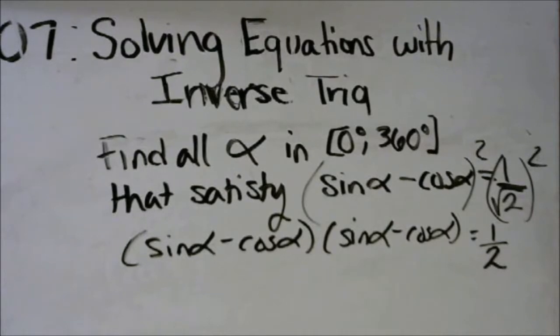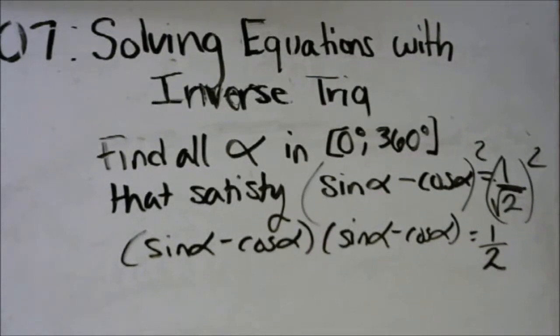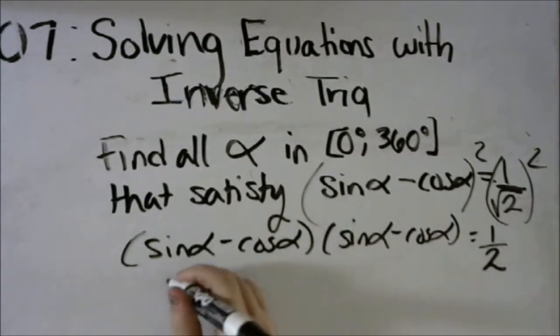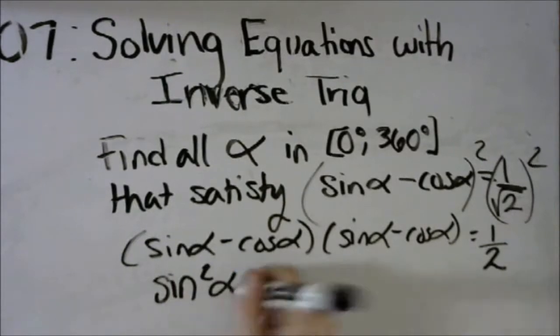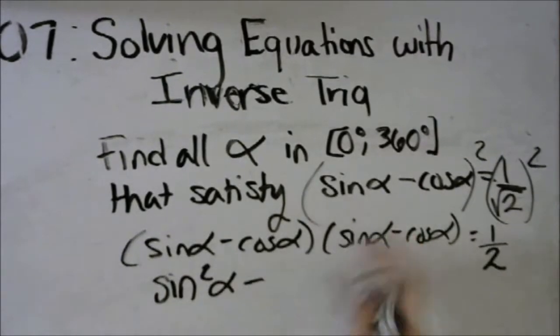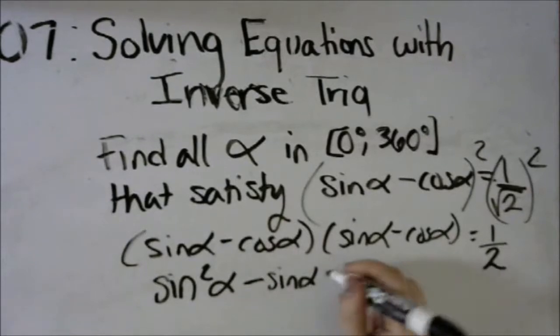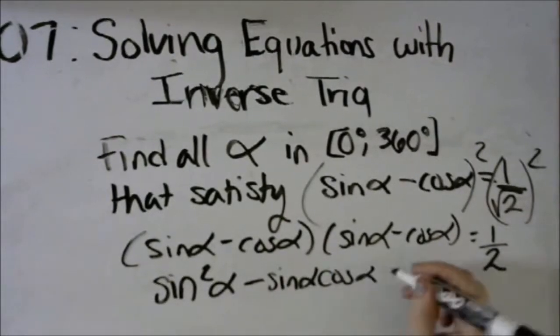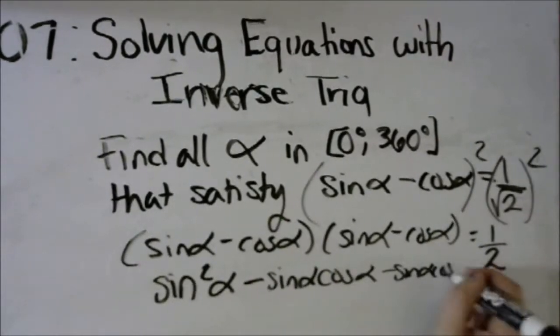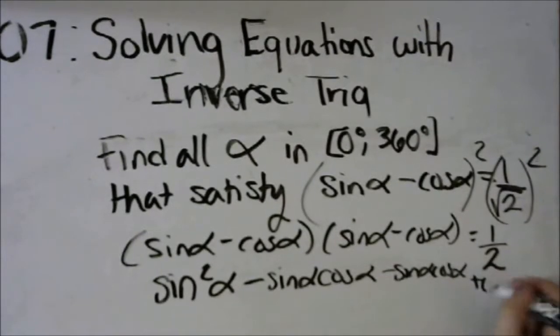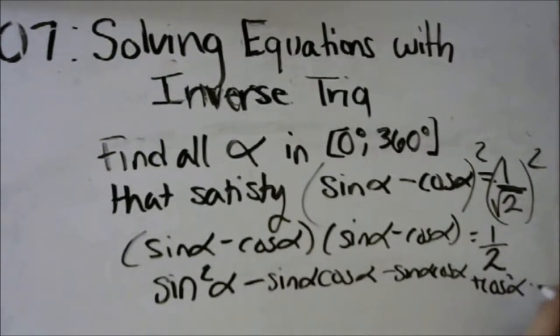Keep in mind, when you're squaring each side, you need to be careful that you're not introducing extraneous solutions. That may not be applicable in this example. However, we want to keep in mind that this is a possibility when I'm squaring. So over here, I get sine squared theta minus sine alpha cosine alpha, minus sine alpha cosine alpha plus cosine squared alpha equals 1/2.